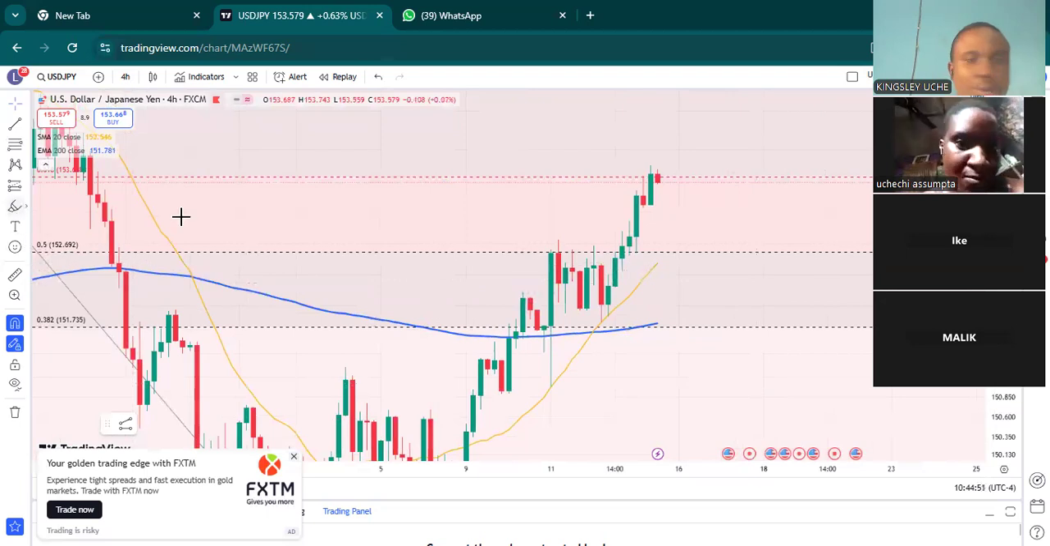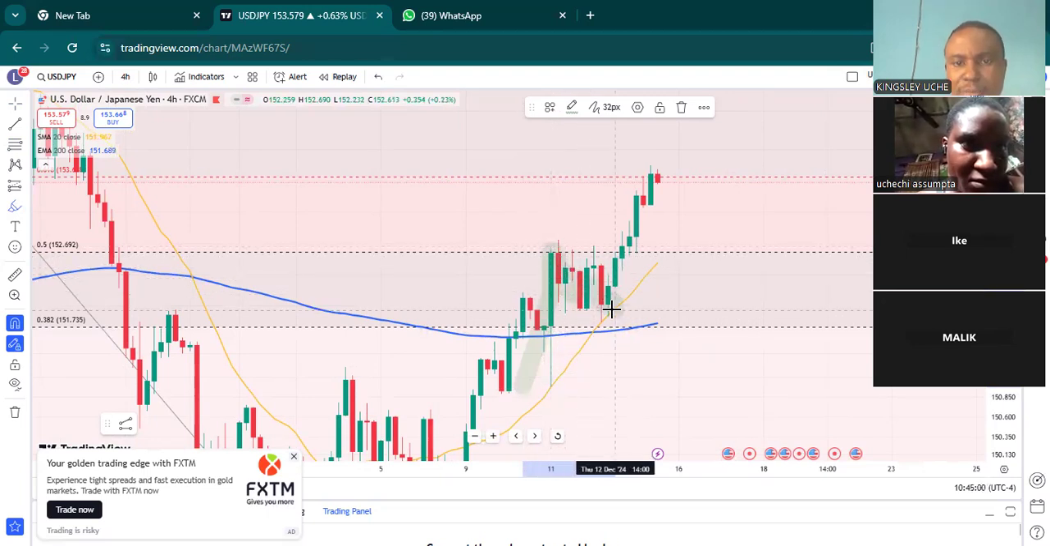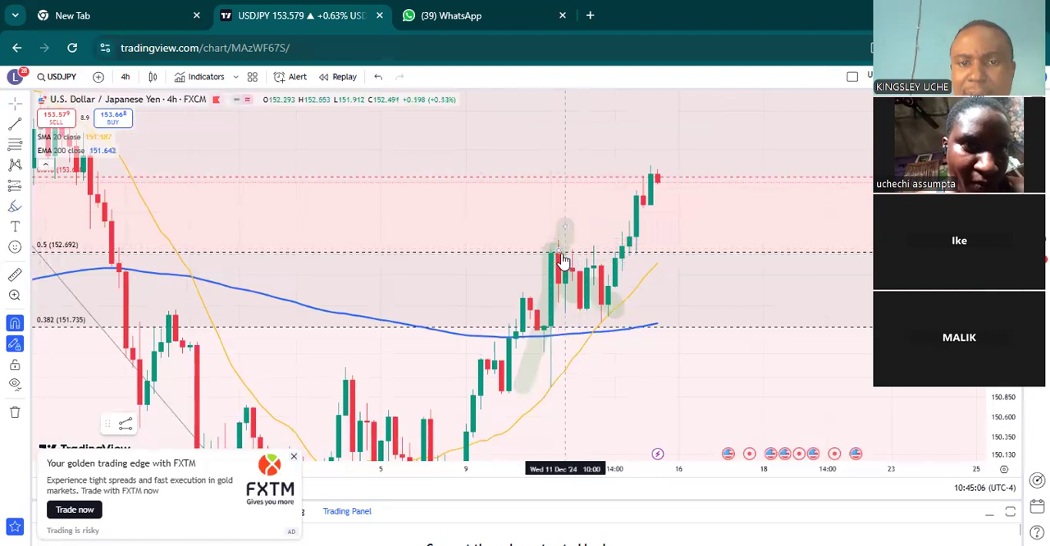Now, we saw price come towards this level. And what happened here? We saw the market come down to this level. You would say, why did we see this one? You can see a red wick on top, which just poked its head into the 0.5 area.